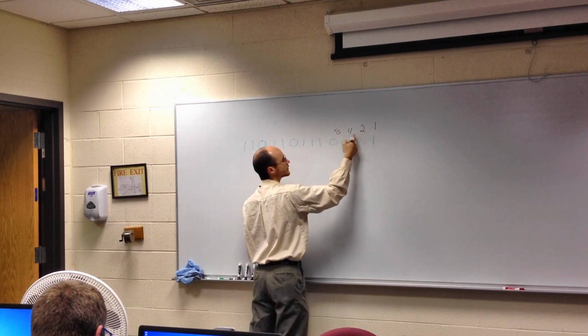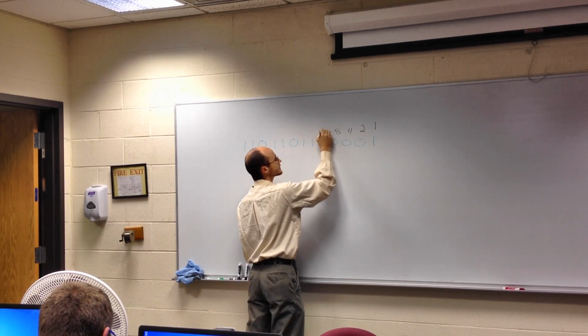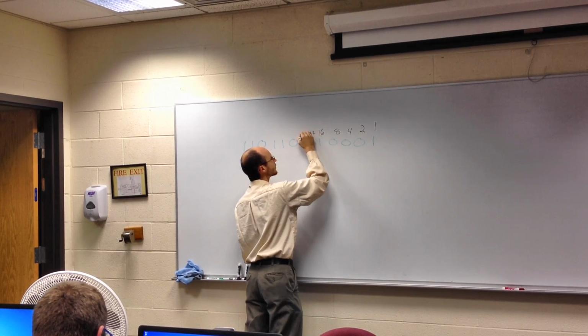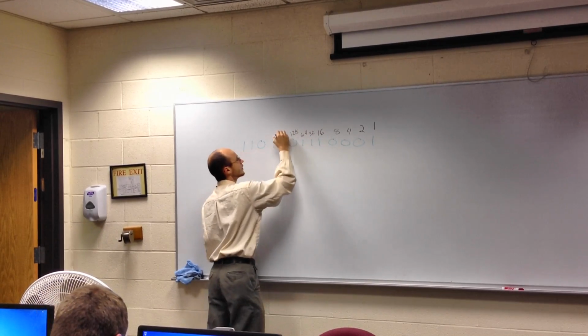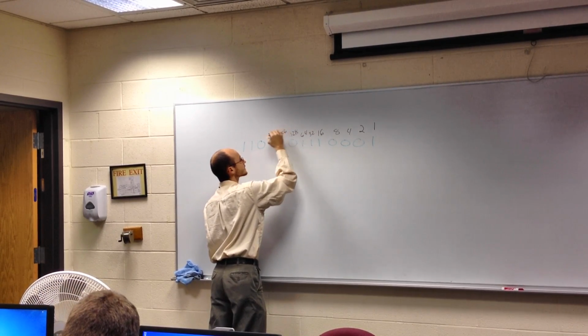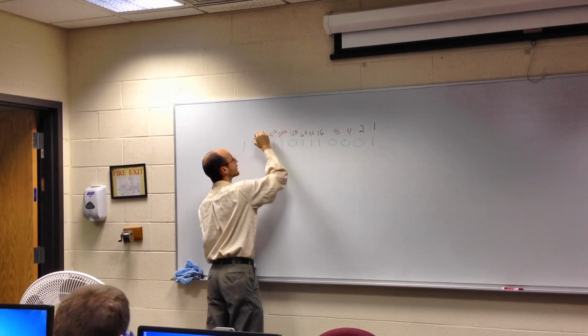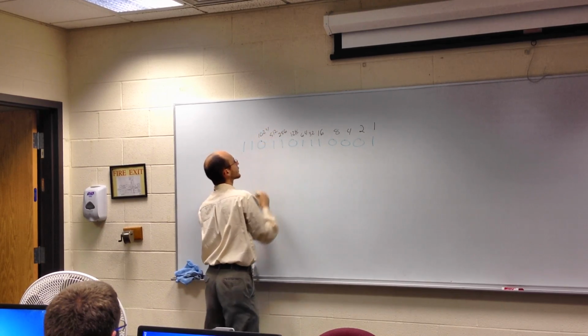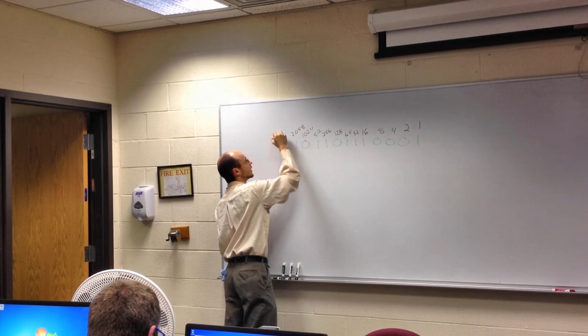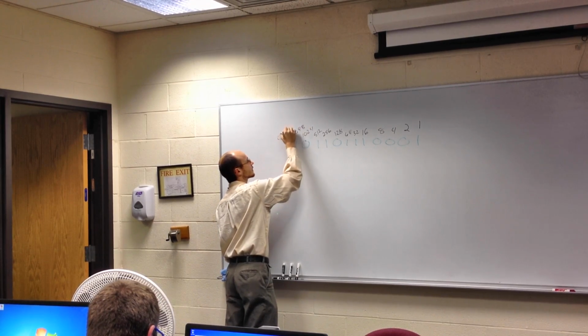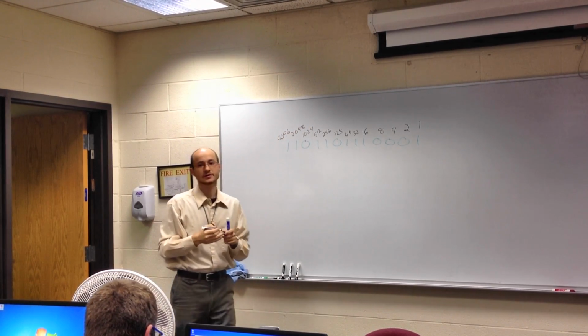So I have 1, 2, 4, 8, 16, 32, 64, 128. Then a 256, 512, 1024. What's the other one? 2048 and 4096. Help me out, is that right? Did I double those correctly?